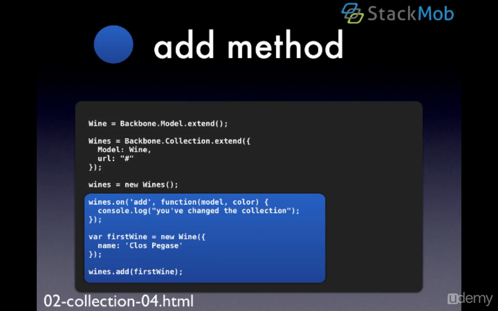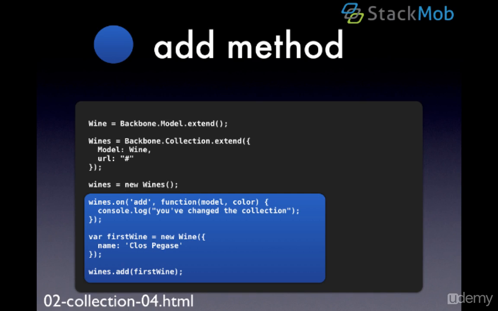And here's our 4th example for collections. In this example, we are creating an empty collection, and we're setting a listener for an event. We're saying if there's an add event, then we want to output a message saying that the collection has changed.